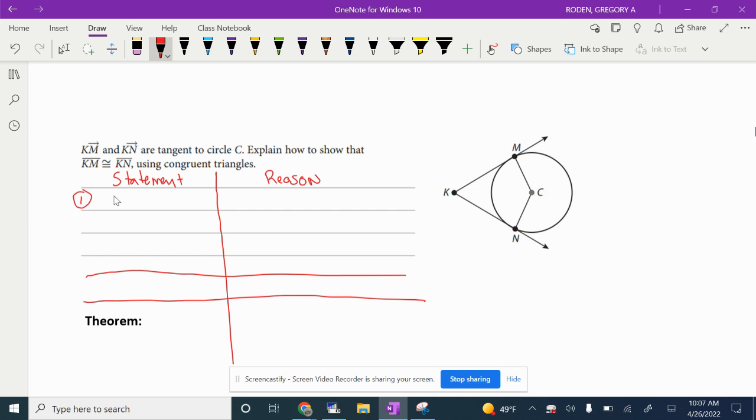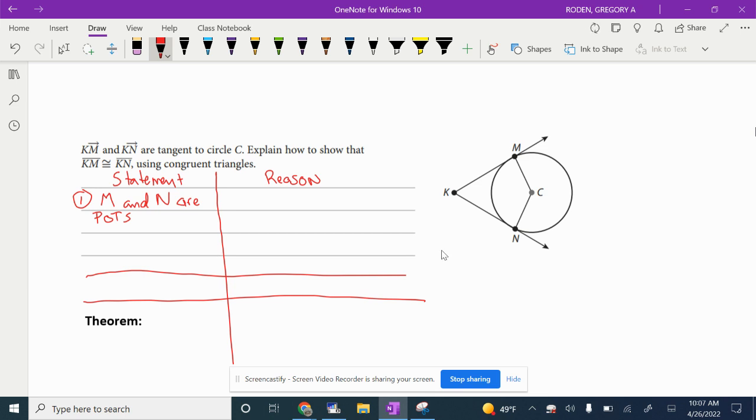Okay, so I will start us out. First thing I'm going to do is I'm going to say that points M and N are pots. What does pot stand for, class? Point of tangency. Okay, now, why do we know that M and N are pots?